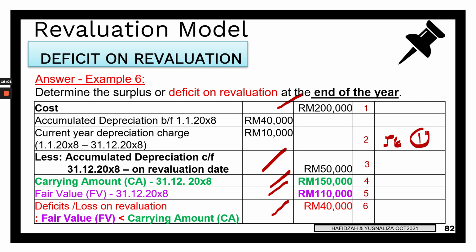This is going to be JE1. This one also needs a journal entry, JE2. And the last one is for the deficit. So 3 journal entries are needed. Number 1, 2, and 3. The one that I have included here.